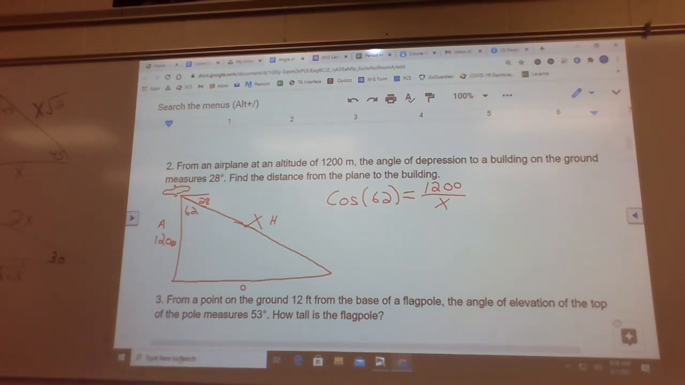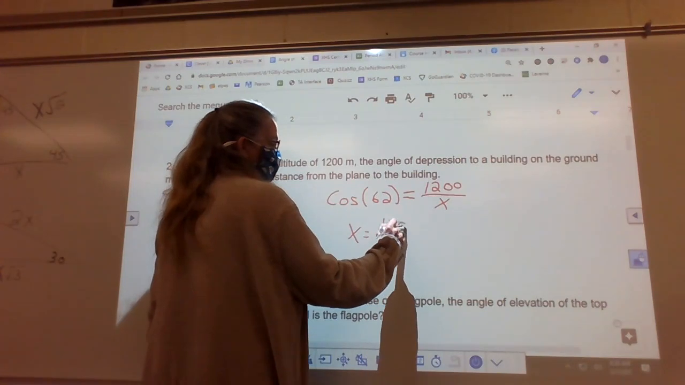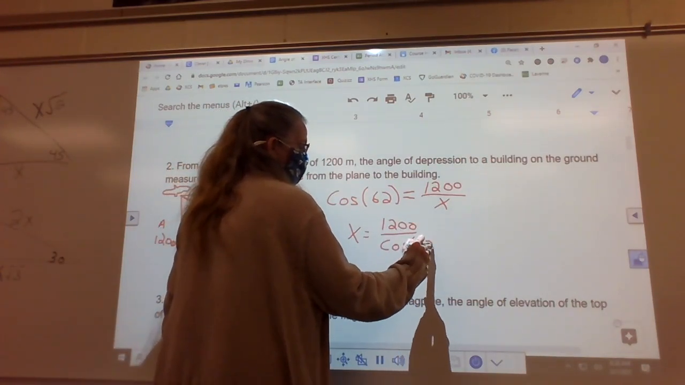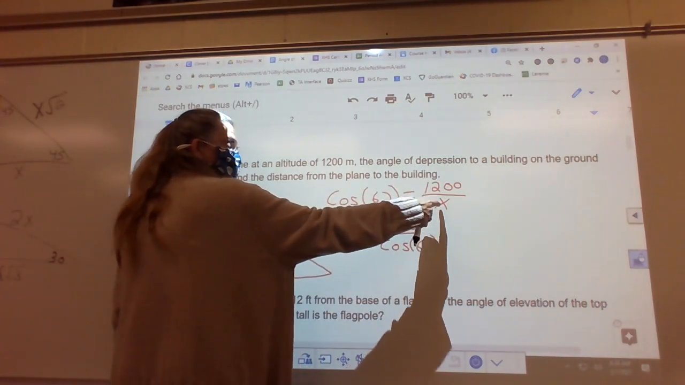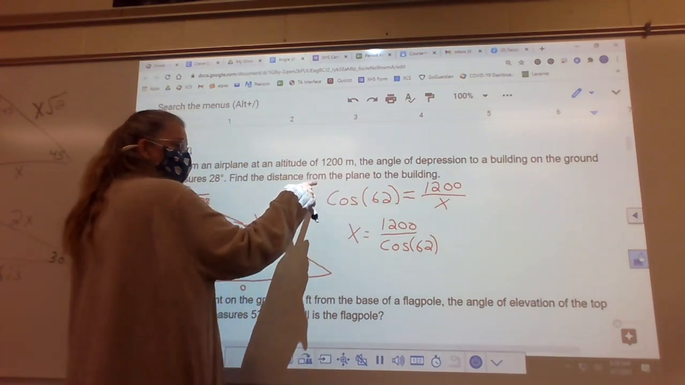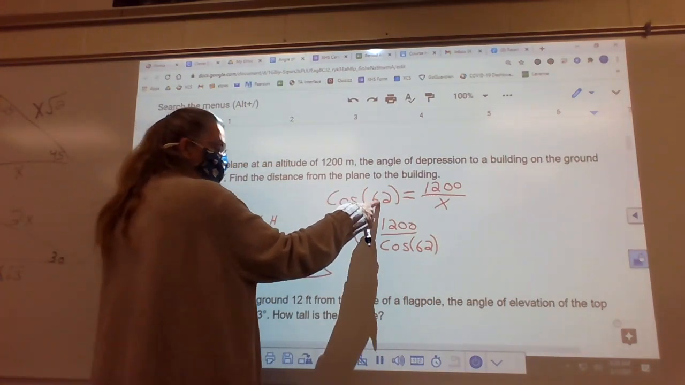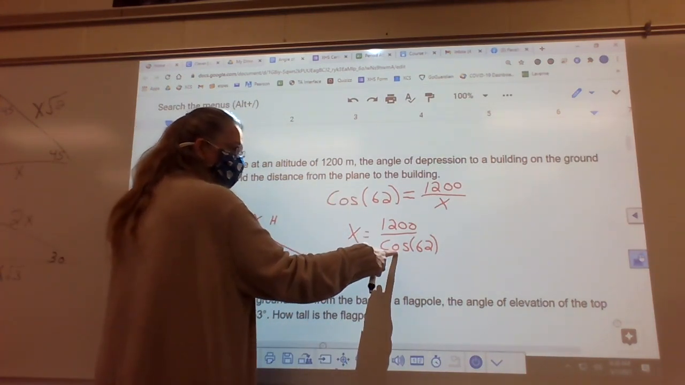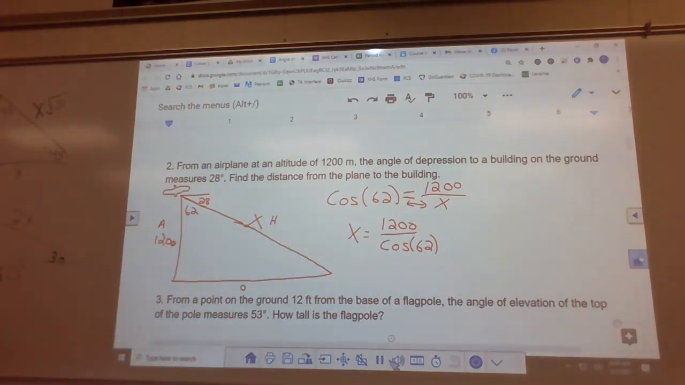Right. So the x equals 1,200 over cosine 62. I have 1,200 divided by x. So the x I can send this way. So the x ends up on this side, and then that would be times cosine 62. So then to get rid of times cosine 62, the cosine 62 can come back this way. Or just remember to swap those out. So that's what goes in the calculator.